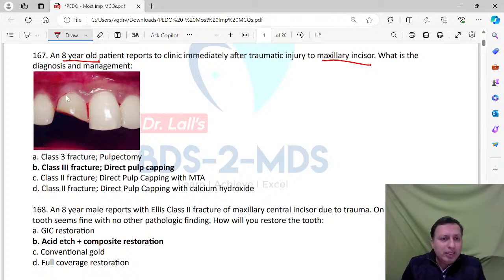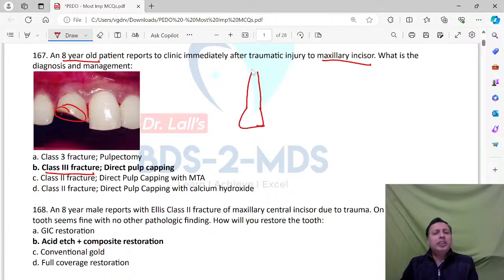Now if you see, we can see the tooth that is fractured and we can see the exposure of the pulpal tissue. Okay, so if there is an exposure of the pulpal tissue, according to the Ellis and Davey classification, we say that the fracture involving enamel, dentine and pulp comes under Ellis class 3 fracture. And what will be the management? Now I have told you that in this case the root formation will be incomplete because the root formation of the central incisor completes by the age of 10 years.